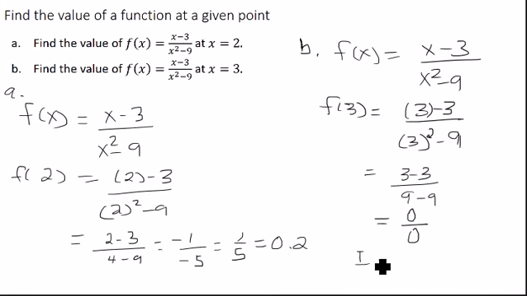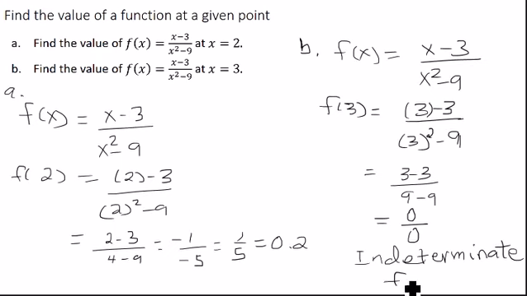But we have a special name for this thing, and the name is indeterminate. I-N-D-E-T-E-R-M-I-N-A-T-E. I think that's how it is spelled. So indeterminate form. Of course, this is not something you are expected to know at this time, but you can simply say no value. But the name of this situation or this form is called indeterminate form.